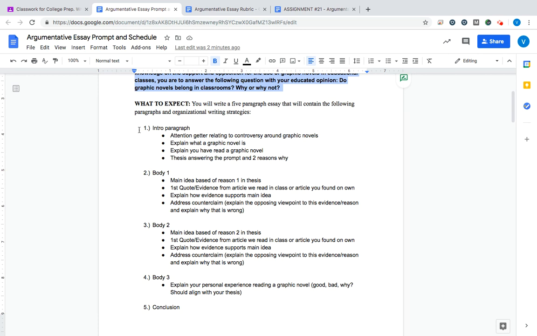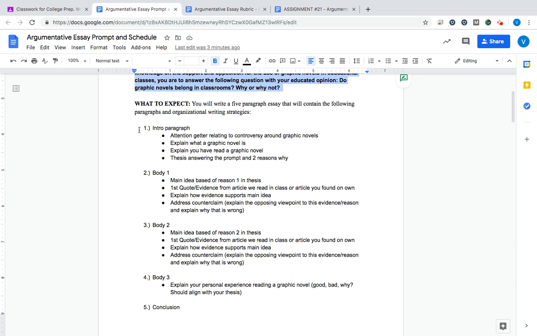The intro paragraph, I'm looking for an attention getter, where you're basically introducing the idea of the controversy surrounding graphic novels, whether or not they are legitimate literature, whether or not they should be used in classrooms with students as opposed to more traditional texts.